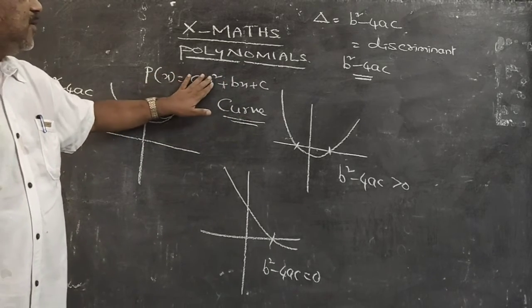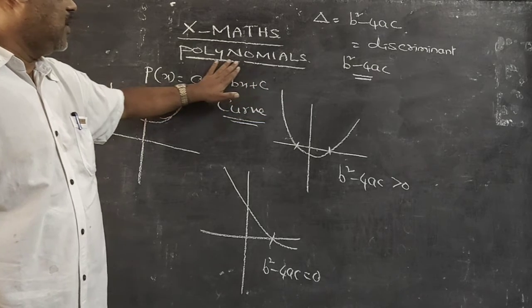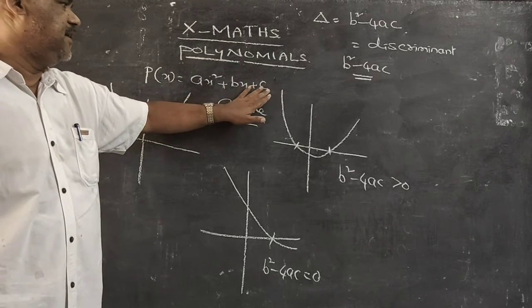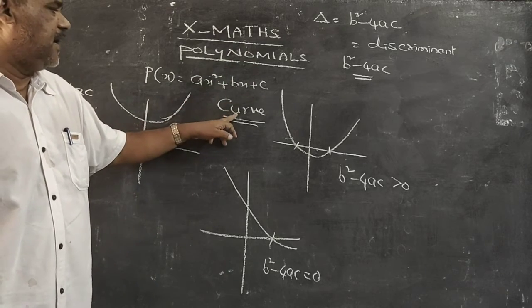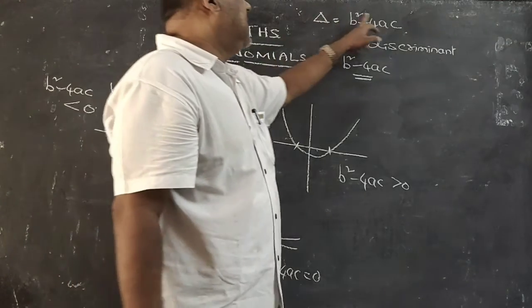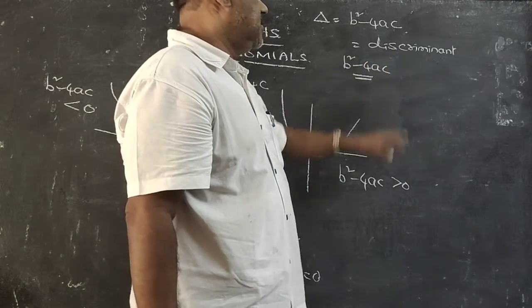So ax square plus bx plus c is called a quadratic expression. It is a second degree expression. A second degree expression is called a quadratic expression. It represents a curve. So first we have to find the discriminant value, that is b square minus 4ac.